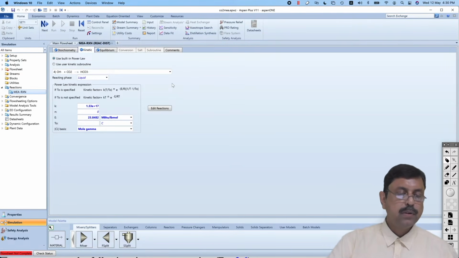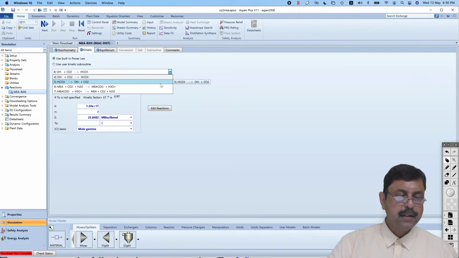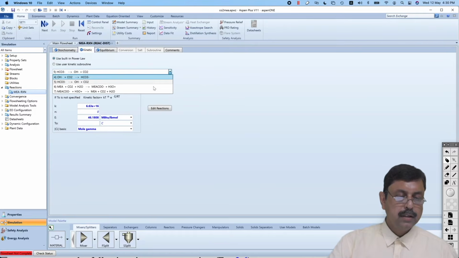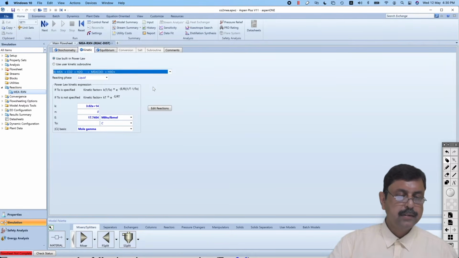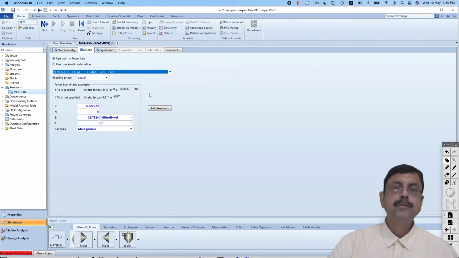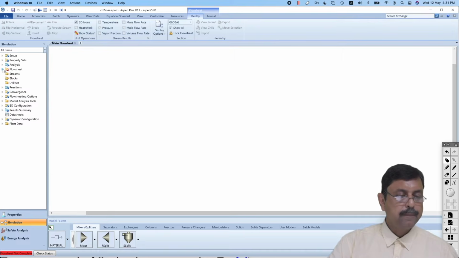So if you want to know the data, this is the fourth reaction. That is the first kinetic reaction. The second kinetic reaction is this one. These are the data. The third kinetic reaction will be like this. And the fourth kinetic reaction will be this. So these are the four reactions. We shall use them when needed. Okay. Now, let us open the flowsheet.